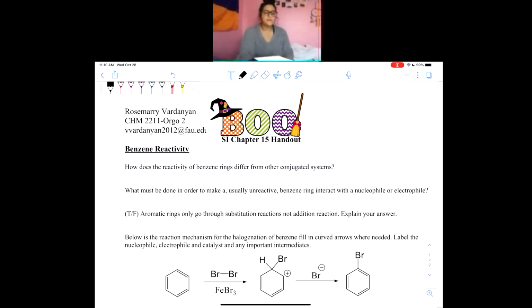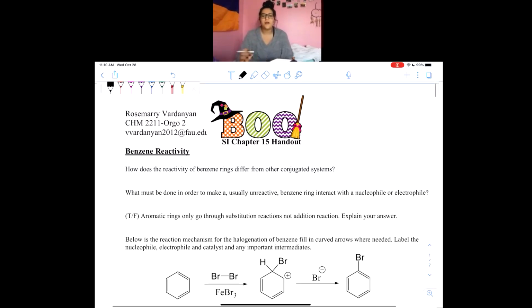So, as someone mentioned, this chapter is all about electrophilic aromatic substitutions, which I just call EAS reactions because it's a mouthful. And before we actually go into the actual reaction mechanisms and everything, we have to cover some conceptual stuff. So let's do that first.